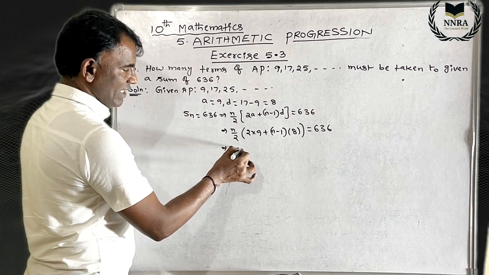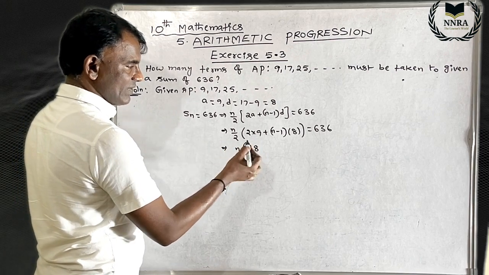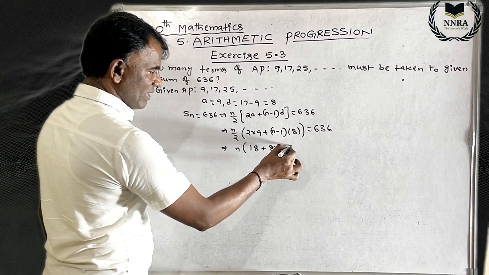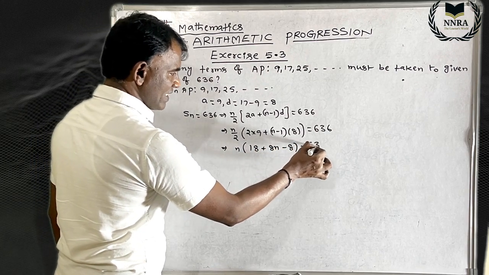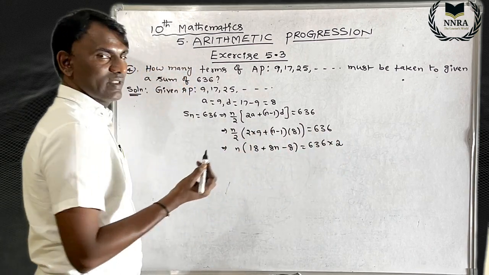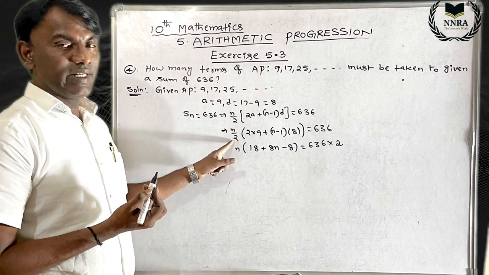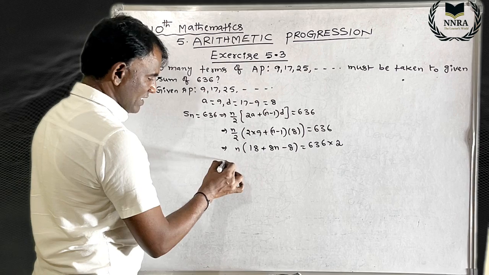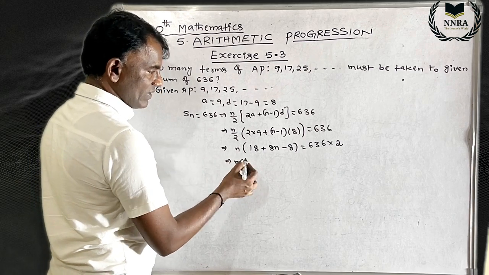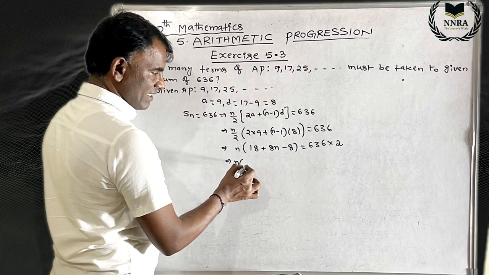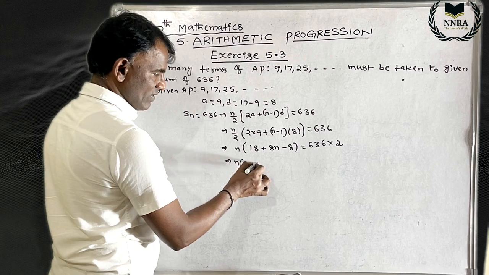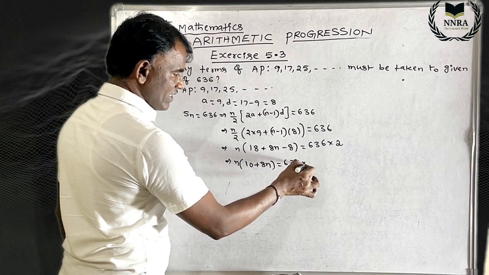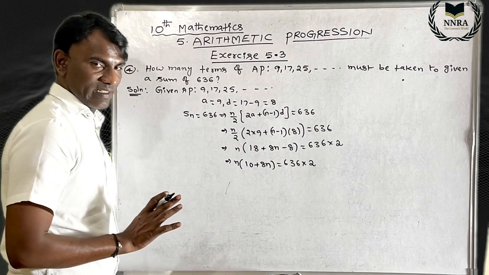Now n into, it is 18, right? 8 into n, 8n minus 8 equal to 636 into 2. Actually here the 2 is in denominator, so if you write that on the other side, it will go to the numerator, right? Now n into, what is that value? 18 minus 8, 10, plus 8n equal to 636 into 2. Just write as it is.